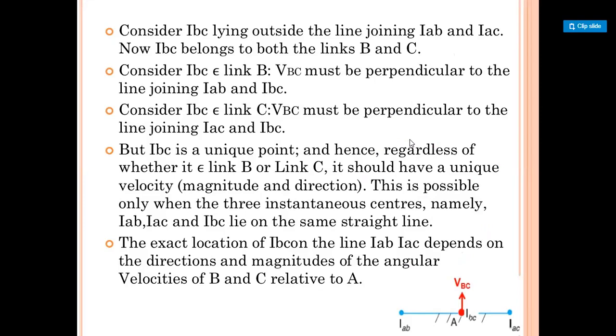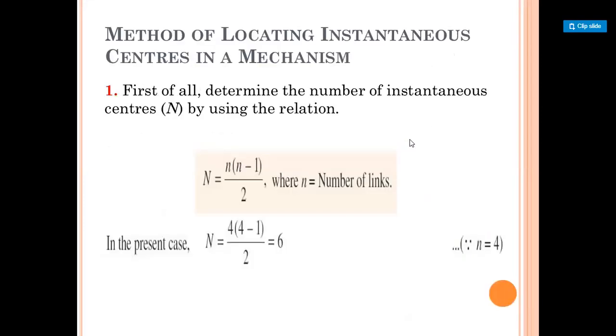Now I_BC belongs to both link B and C. Now, the method of locating instantaneous centers in a mechanism. We have studied the rules of how instantaneous centers will be located. Now, how will they be drawn or noted in a mechanism? First of all, determine all the instantaneous centers by using relations.